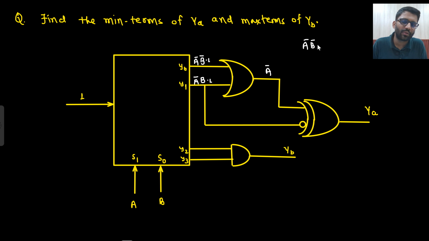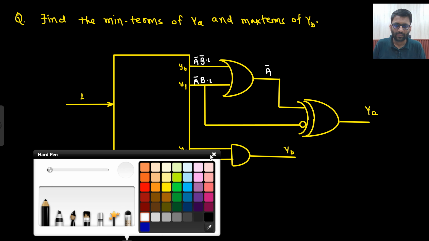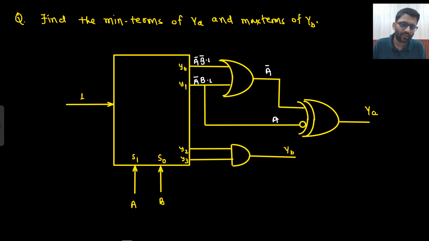Till this time you should be comfortable with these kinds of calculations. It would be A bar only, right? This is A bar, and here you are having A bar B, right? So now your YA is A bar XOR with the bar of this, right?